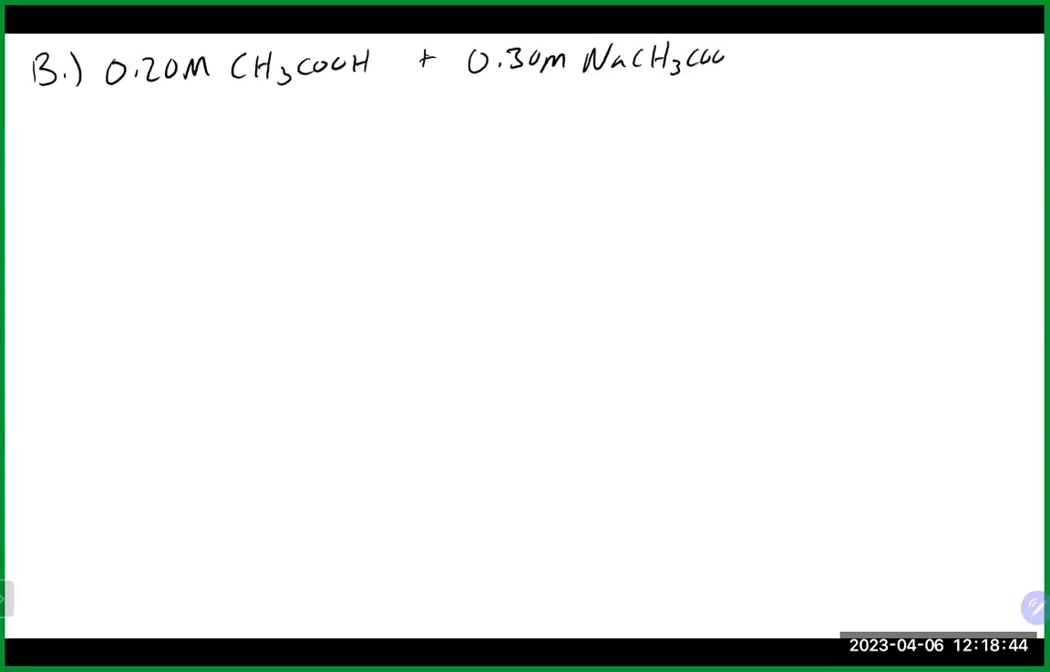So in part B, we've got 0.2 molar of our acetic acid. And we're going to put in there 0.3 molar of sodium acetate. And obviously, since we have acetic acid there, we still have the same Ka value of 1.8 times 10 to the minus 5. All right, so out of these two, we definitely know acetic acid will set up an equilibrium. It's going to set up the same one we were just looking at.